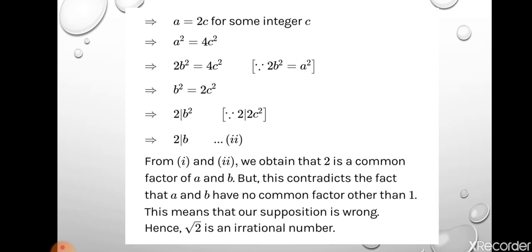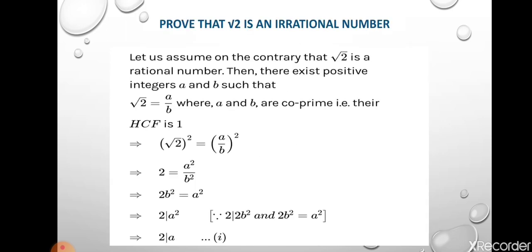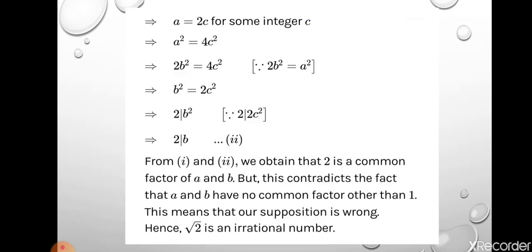Now again squaring, we get a square is equal to 4c square. Now replace a square by 2b square. Look here, 2b square is equal to a square, so we replace a square by 2b square.